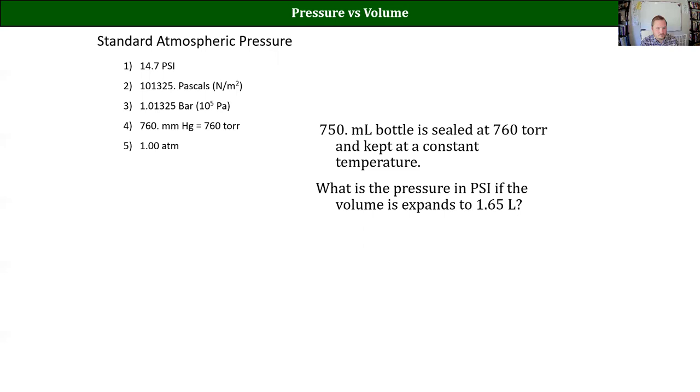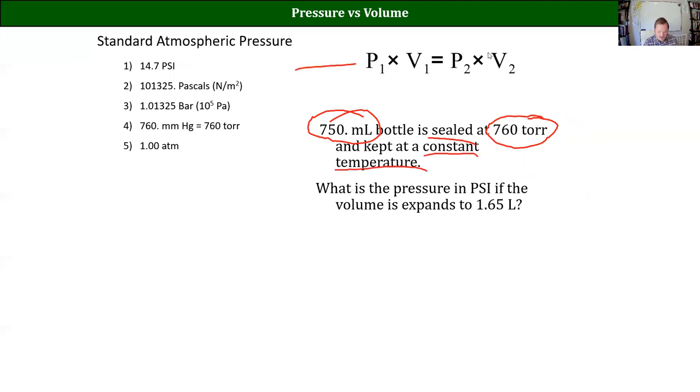If we take a 750 milliliter bottle and we seal it at 760 torr, if the volume expands to 1.65 liters, what is the new pressure inside? The way we solve this is by using pressure one times volume one equals pressure two times volume two. Anytime you've got sealed and at constant temperature, we can use this equation here.